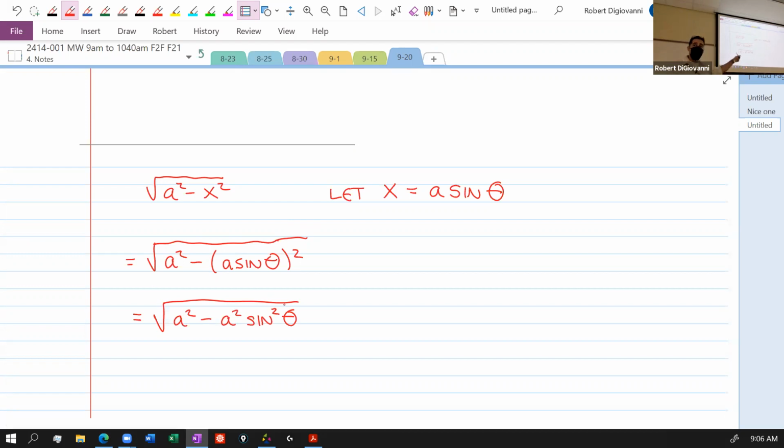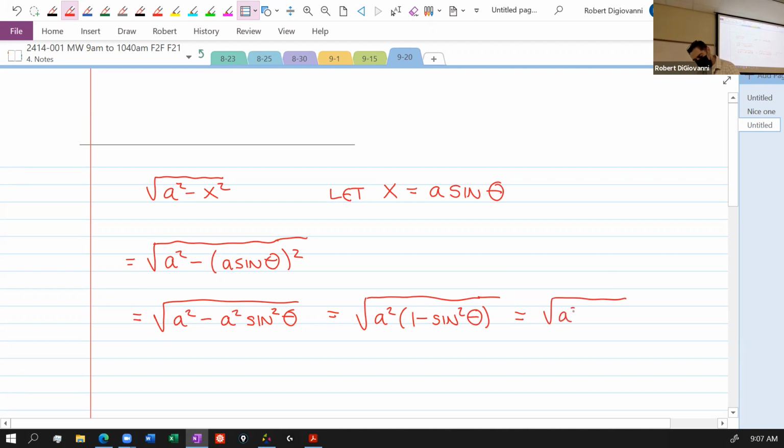And now they both have a squared, right? So I can factor an a squared out of both of those, still underneath the root. When I factor out a squared, I'll be left with 1 minus sine squared theta. And do you recognize from the Pythagorean identities what 1 minus sine squared theta is? What is it? Cosine squared theta. So that just becomes the square root of a squared cosine squared theta. And now we're taking the square root of both of those, right? Because there's multiplication between them, I can just do the square root of each one. So that should just leave me with a cosine theta.